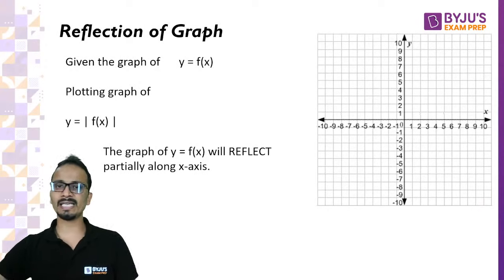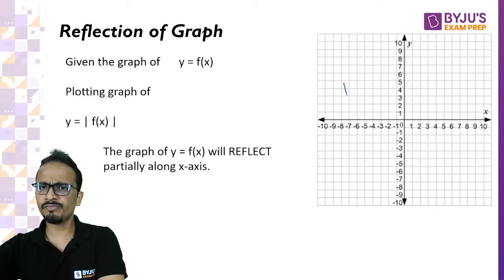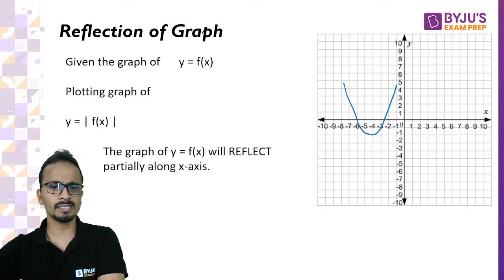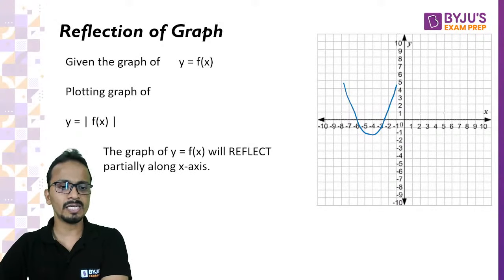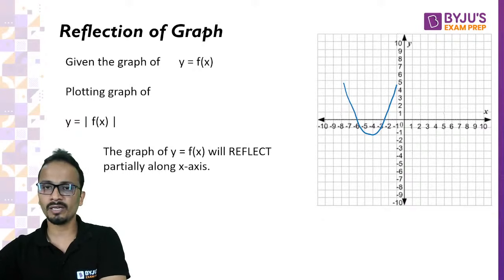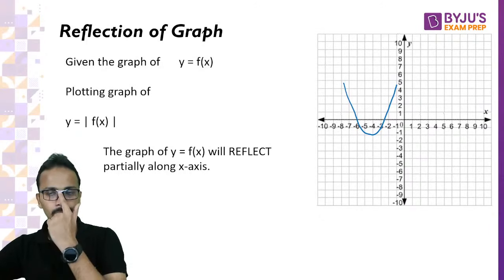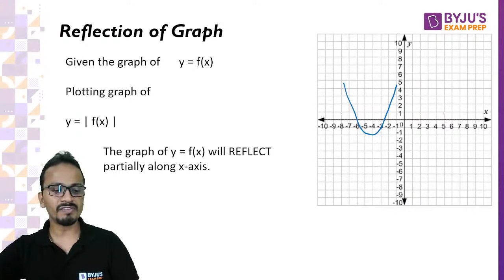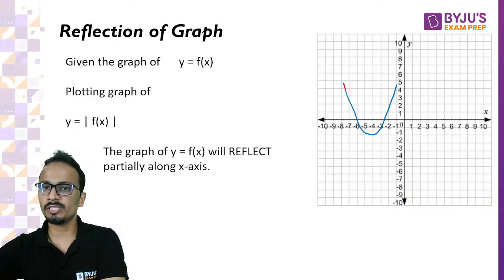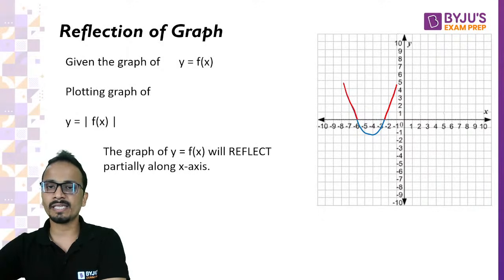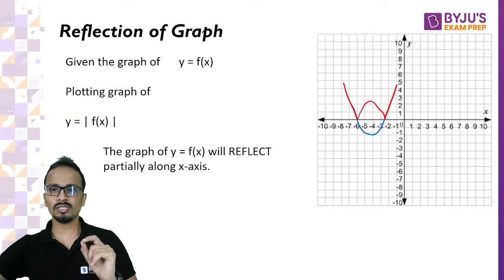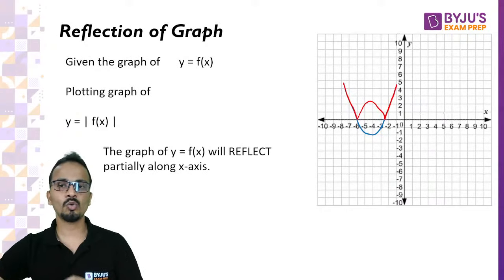Okay, so let's take an example for this. If the original graph is something like this, then the new graph I'm drawing with red color. So first of all, the portion of this graph which is above x-axis will remain as it is. So this portion will remain as it is, and this portion will remain as it is. And the portion of the graph which is below x-axis will be reflected and it will come above x-axis. So the new graph is what I have drawn with the red color.